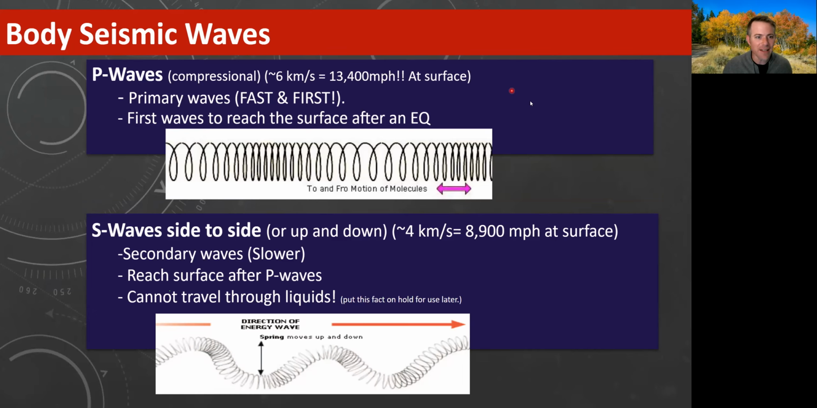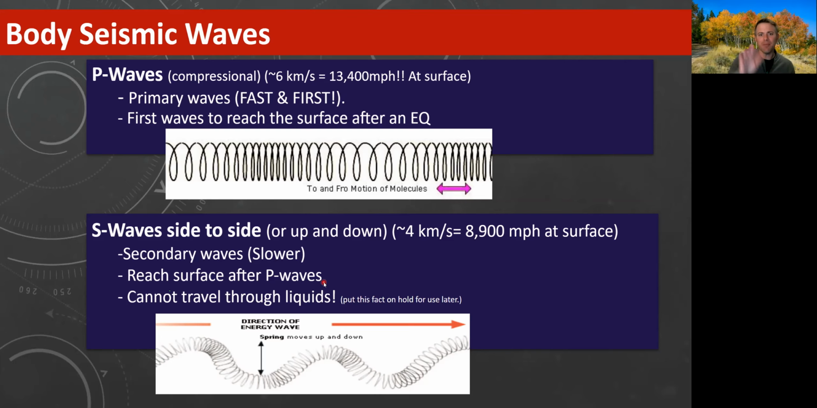But to give you a few facts, P waves move like an accordion, like this back and forth compressional wave. They're fast, 13,400 miles an hour, right? That's super fast at the surface. So they're the fastest, they're the first waves that reach the surface in an earthquake. S waves, they're the slower waves, they're the secondary waves, but they're still screaming fast at 8,900 miles an hour. They're just about half the speed of P waves is all.